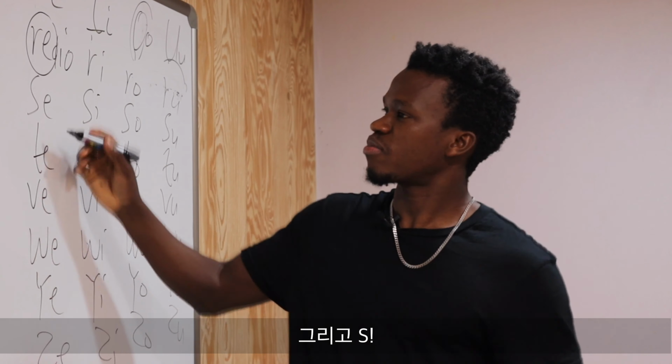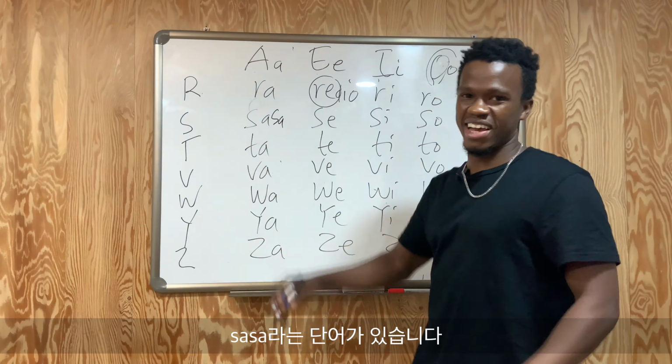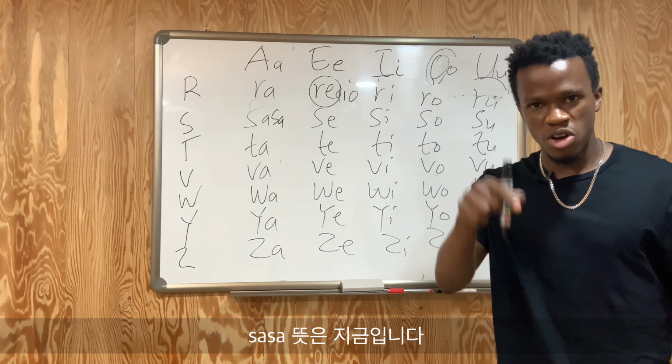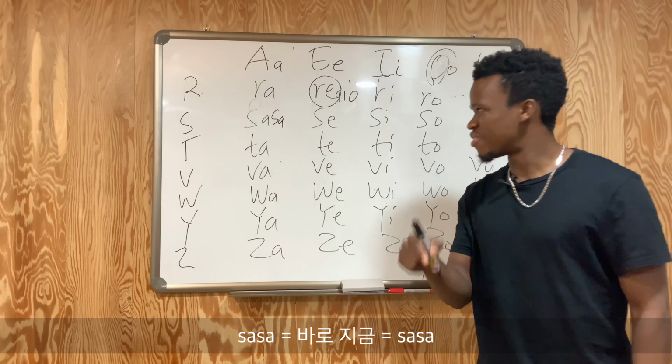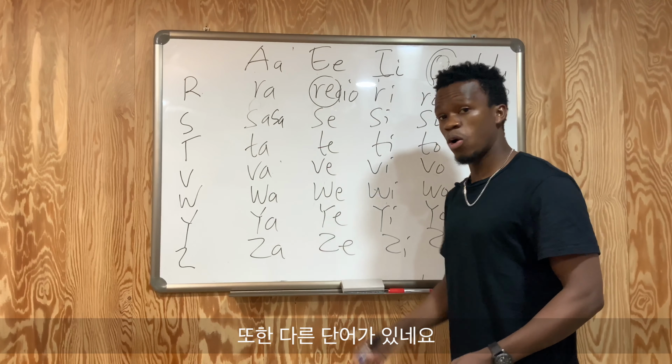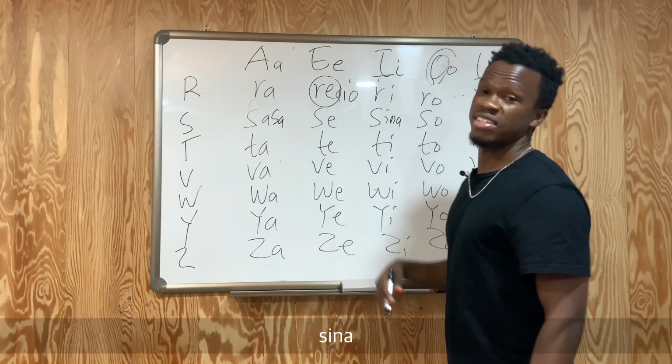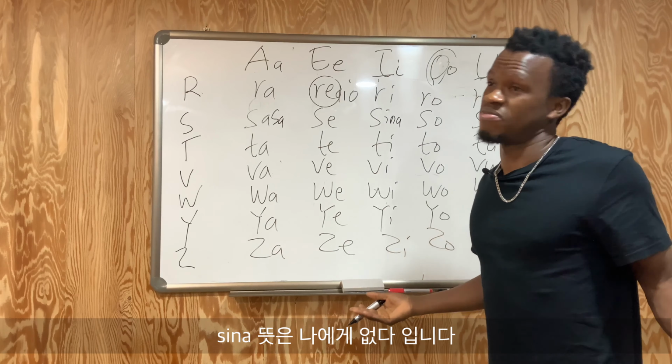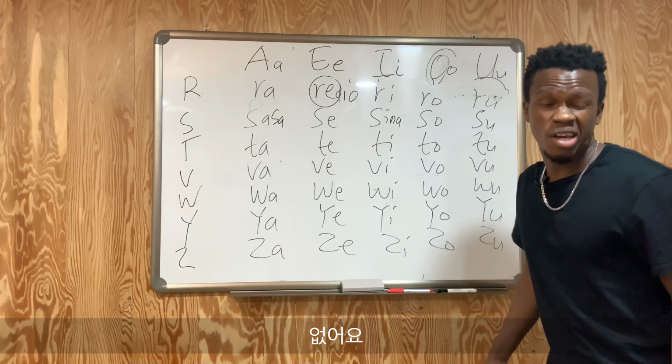And S, we have this word, sasa. Sasa means now. Right now, sasa. Another word is here, sina. Sina means I don't have. I don't have.